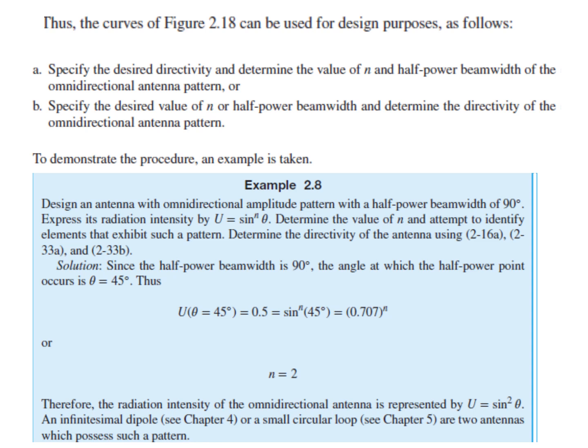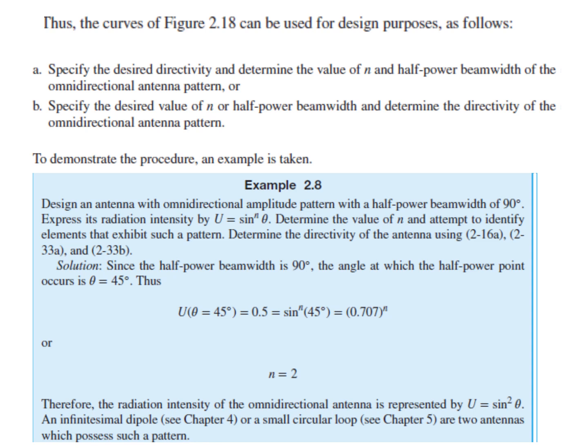The previous figure can be used for design purposes as follows. First, specify the desired directivity and determine the value of n and the half power beamwidth of the omnidirectional antenna pattern. So if we know the directivity and the order of the pattern or the half power beamwidth is unknown, from the directivity we can extrapolate the value of n and half power beamwidth. Second, specify the desired value of n or half power beamwidth on the horizontal axis, and determine the directivity of the omnidirectional antenna. If we know n or half power beamwidth, we can extrapolate that to the directivity curve and get the value of directivity.